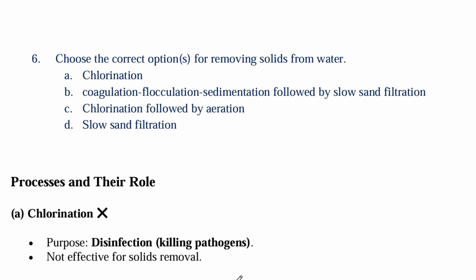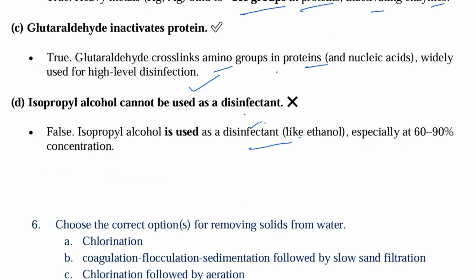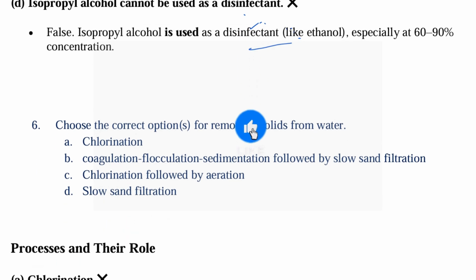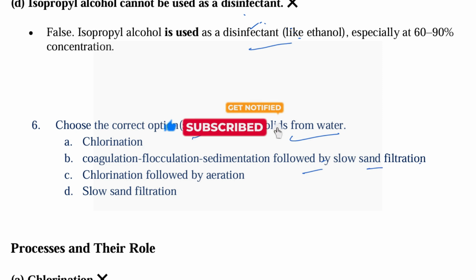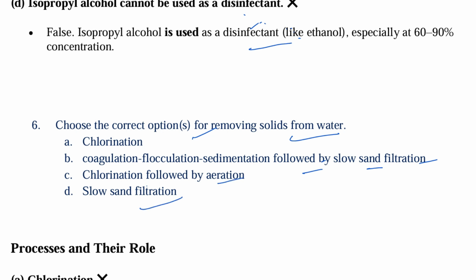Next question is: choose the correct option for removing solids from water. Options: chlorination; coagulation, flocculation, sedimentation followed by slow sand filtration; chlorination followed by aeration; and slow sand filtration. And you have to find out which one is the correct answer.